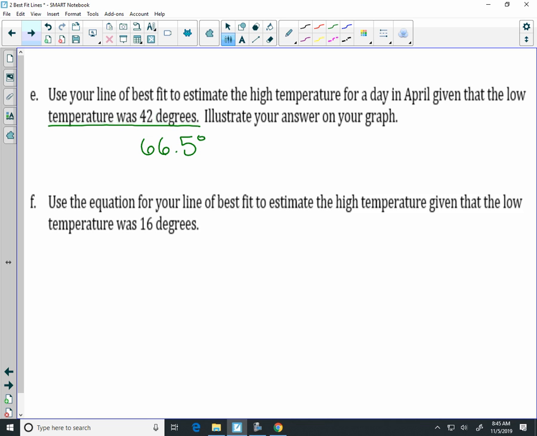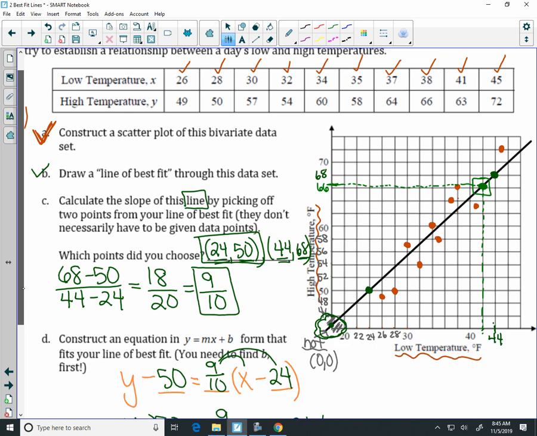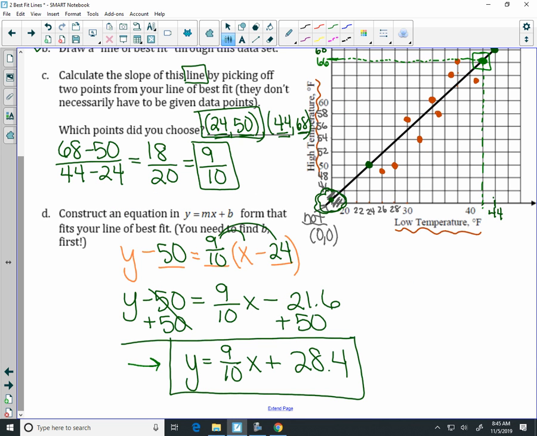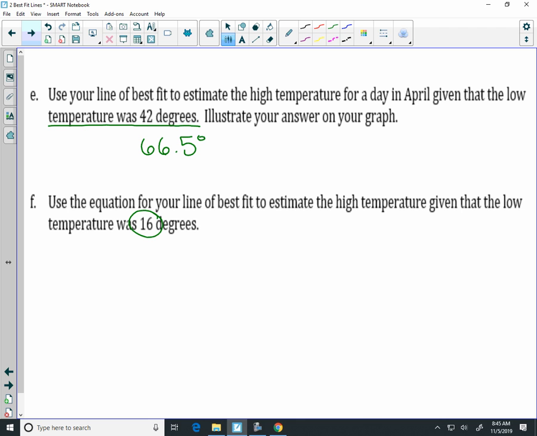Use the equation of the line of best fit to estimate the high temperature. So if we're looking for 16 degrees, that's our high temperature. So our line was this guy here, y equals 9/10 x plus 28.4.